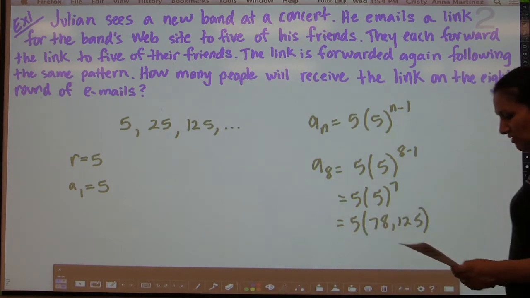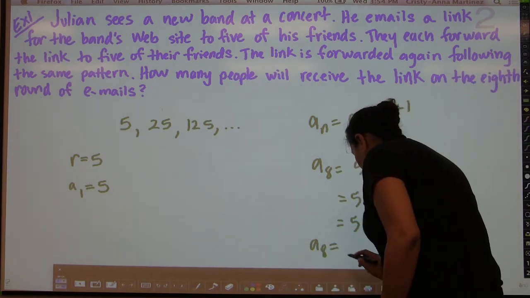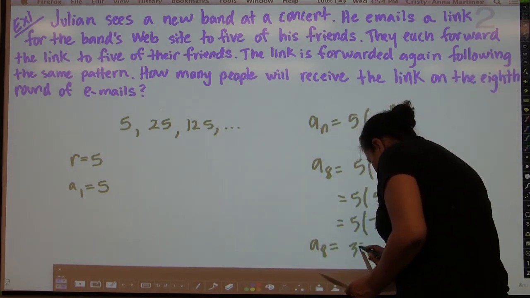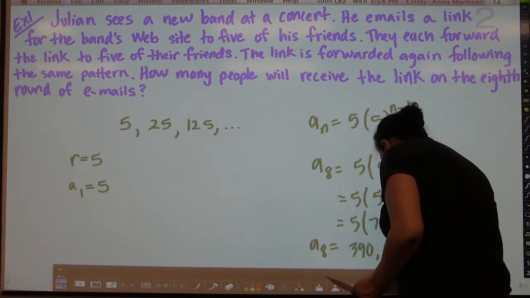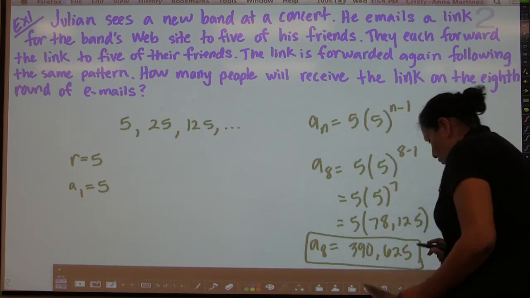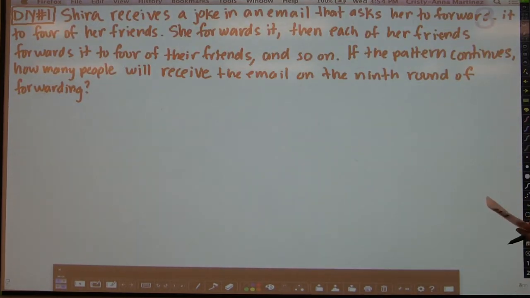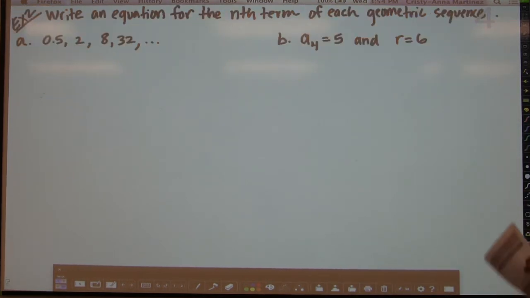and then 5 to the 7th power is 78,125, and then if we times that by 5, we get at the end of the day that a sub 8 is equal to 390,625 emails on the 8th round. That is a lot of emails. So now we want you to try this do-it-yourself question, and then we will go on to our next example.